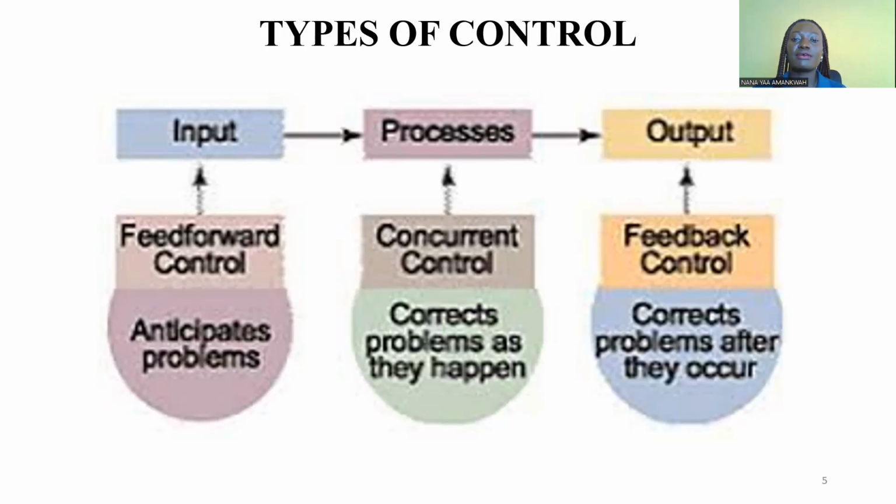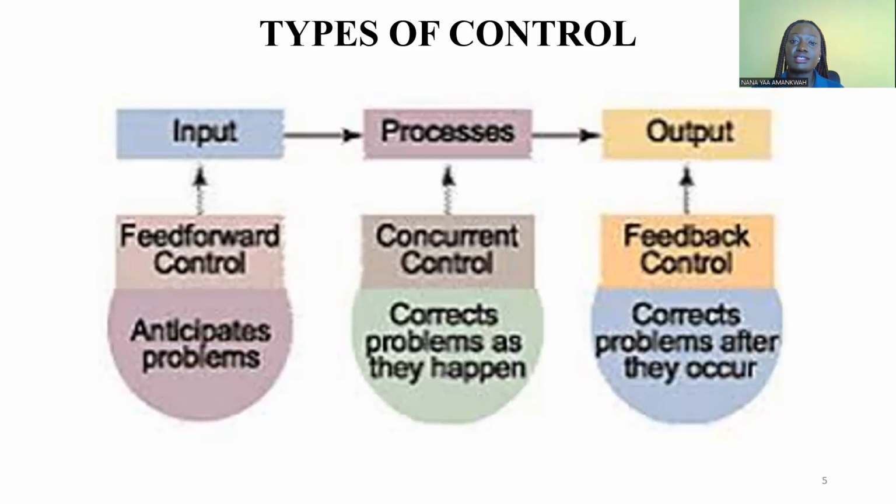And then the processes have to do with the concurrent control, the processes involved in what you are doing. So as you are doing it, you correct the problems that come from time to time. So that one is the concurrent. You are performing and you are at the same time correcting, okay, or establishing the various controls and then finding ways and means to get things done properly.